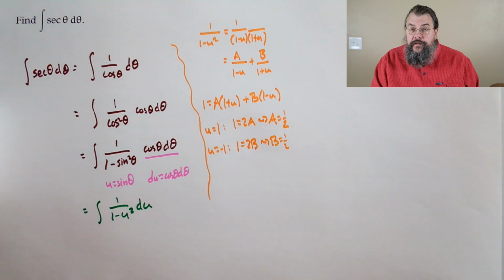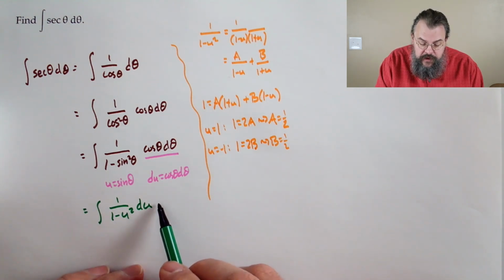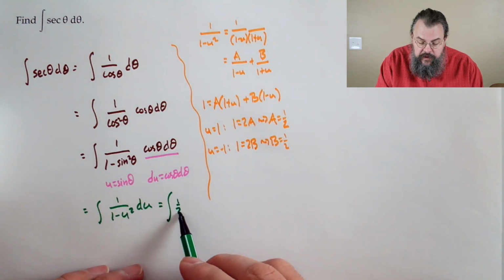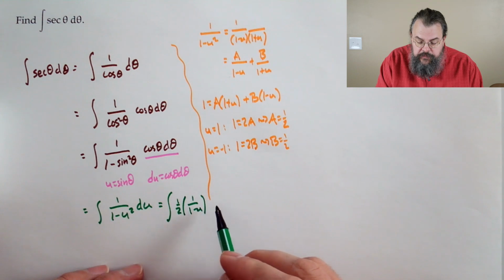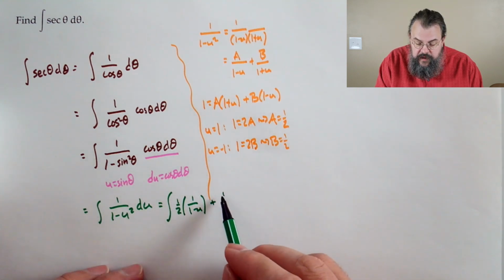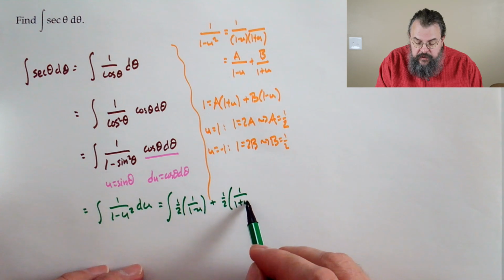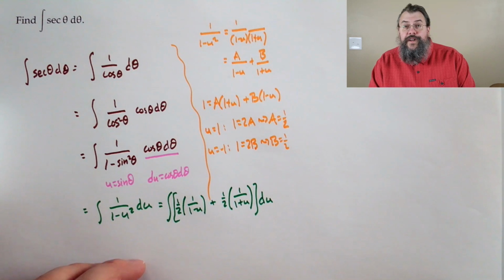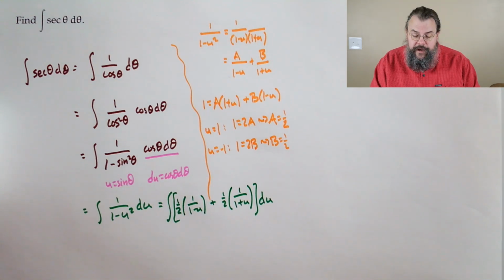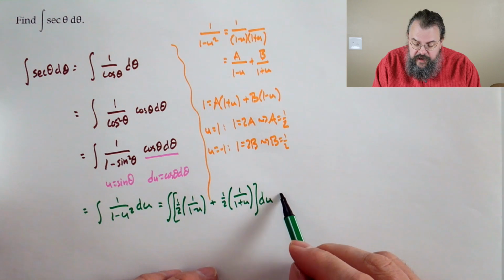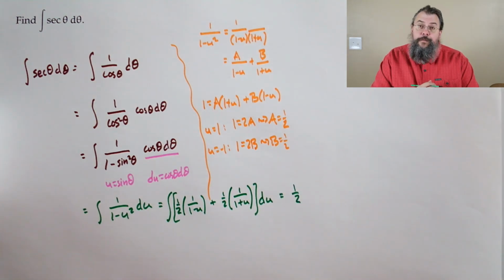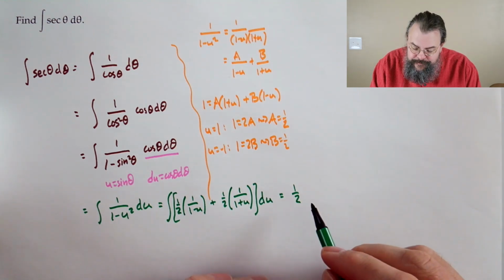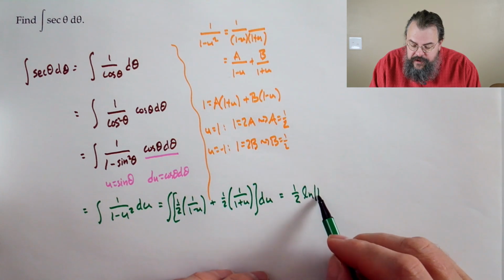So we get the following. This is equal to the integral of a half, 1 over 1 minus u, plus b is also a half, 1 over 1 plus u. All right, great. These are integrals we can do. The half is a constant. The integral of 1 over 1 minus u is natural log. Natural log of 1 minus u.